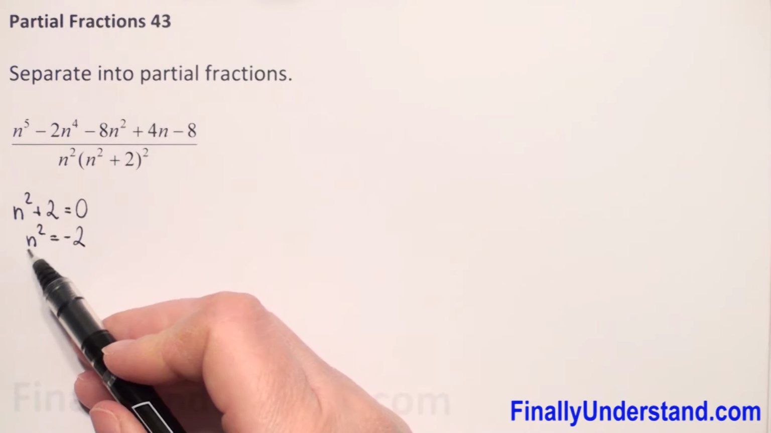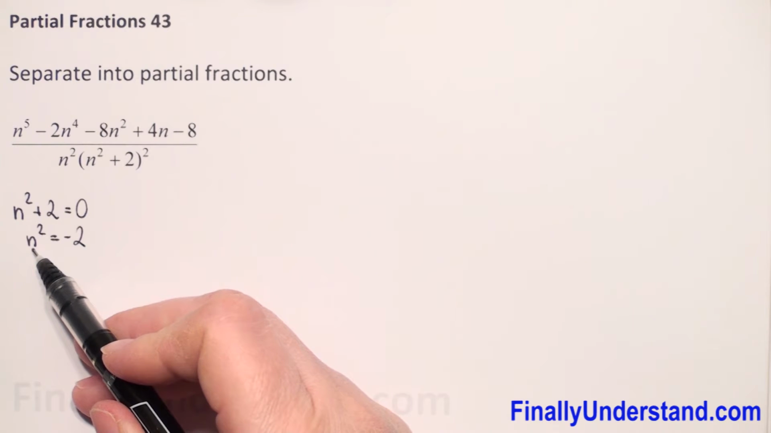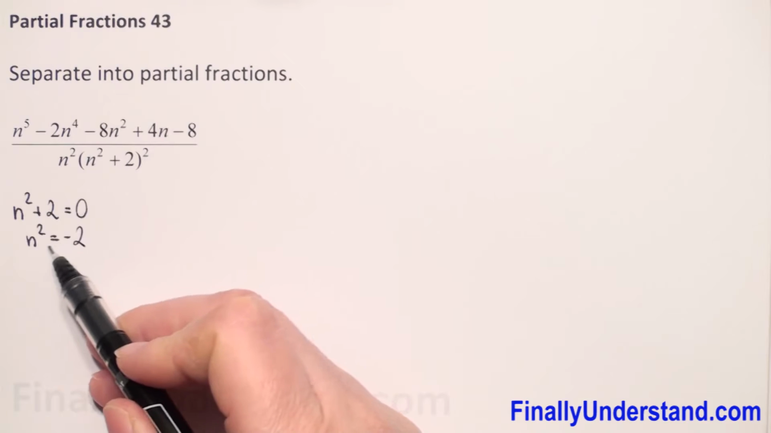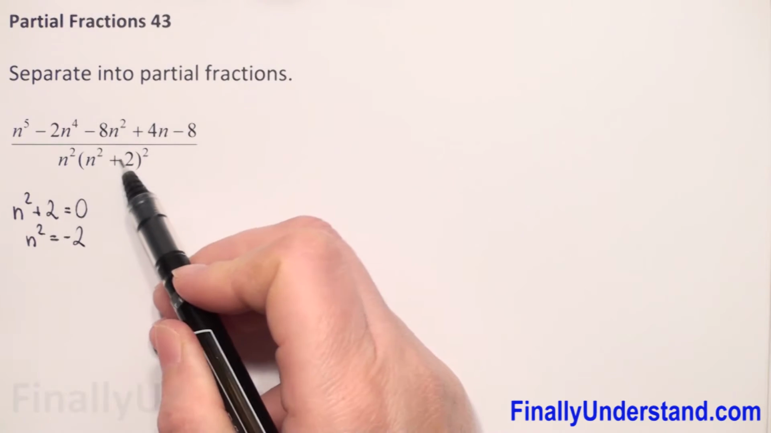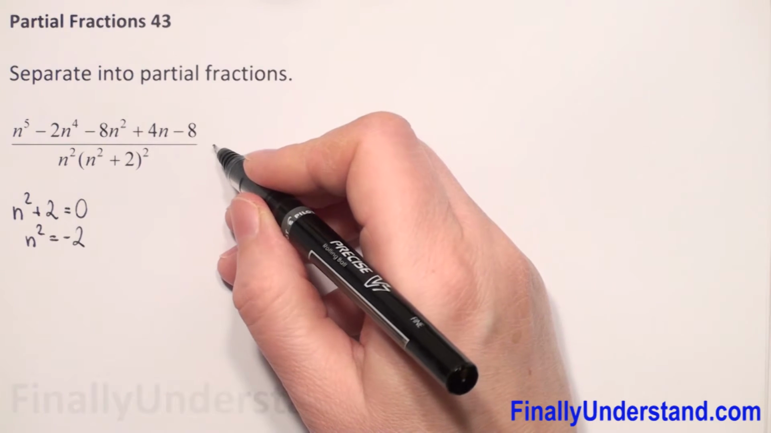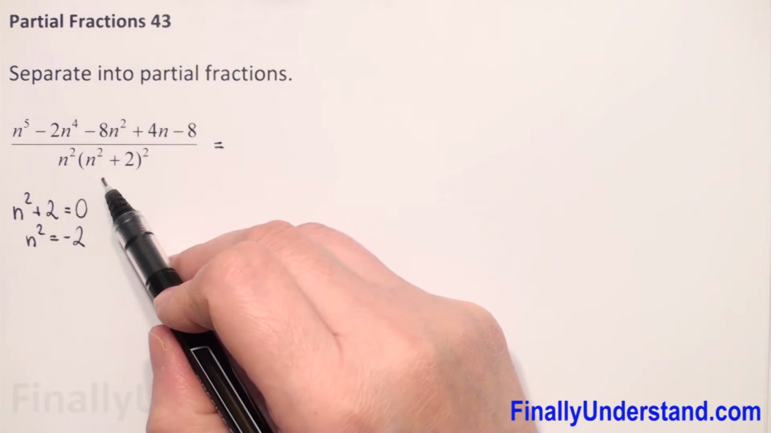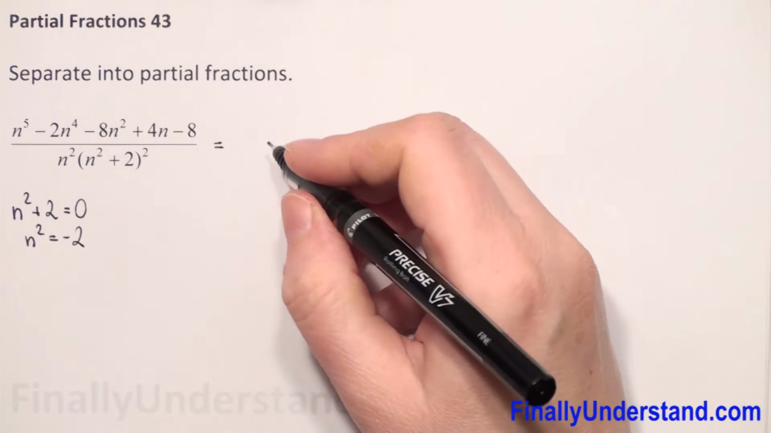When we take a number to the second power, we get a positive number. So is positive equal to negative? No. So we don't have a real solution for this quadratic equation, which means we cannot factorize this expression anymore. Now every factor of our denominator will be a denominator of our partial fractions.